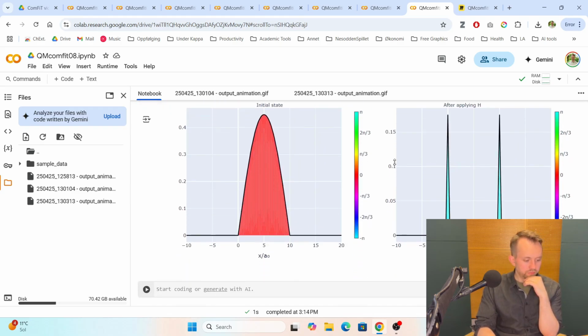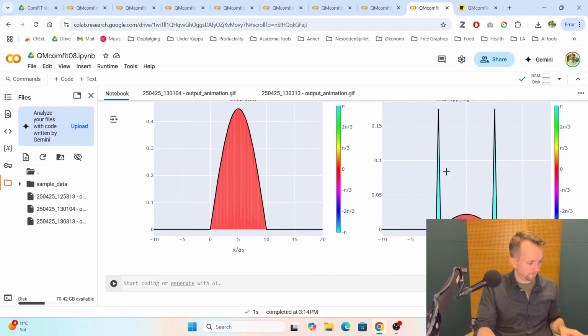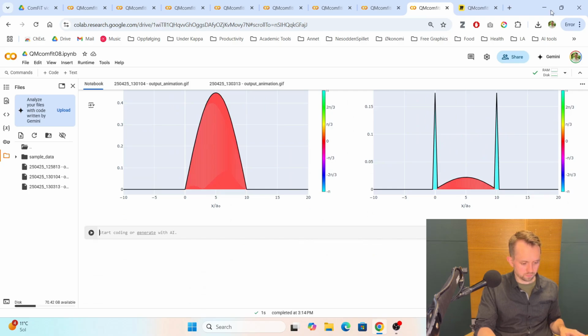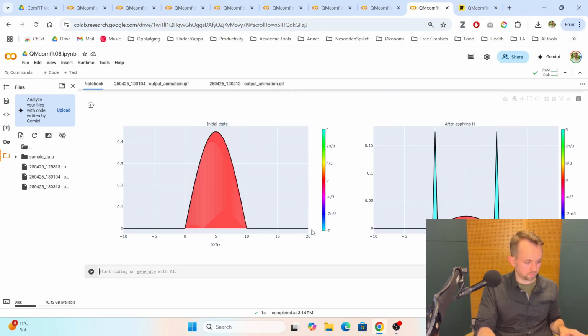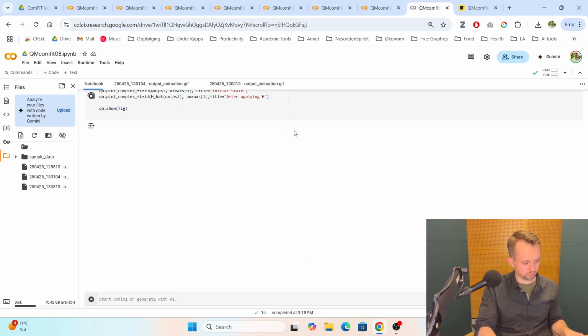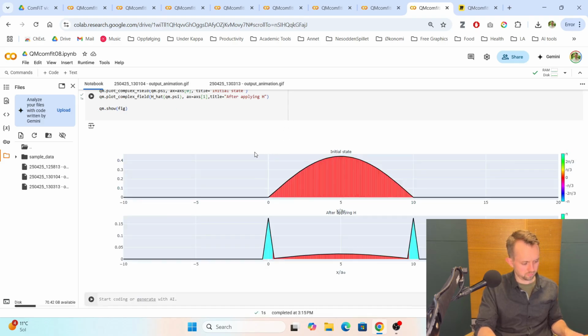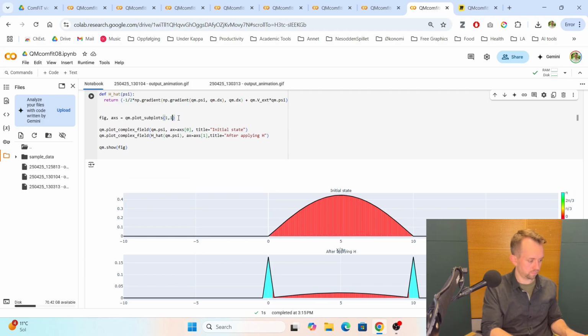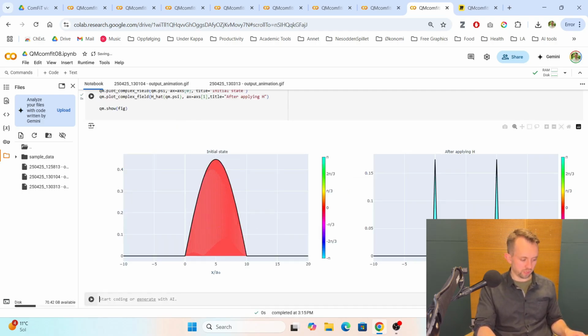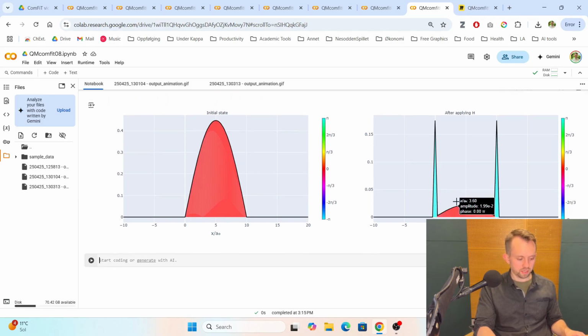So on the left-hand side, we have... actually, let's put them underneath each other. Is that better or is it worse? No, I think that's worse. So on the left-hand side, we have the initial state, right? And afterwards, we have the state after having applied the h operator to it.